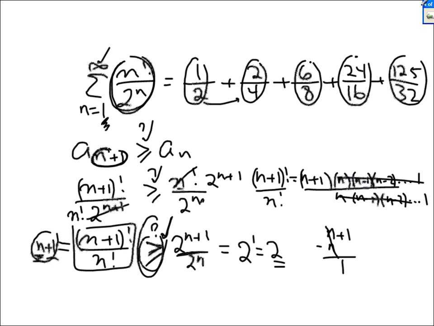I do have one little typo. It should say plus and so on up here. Now, all of these terms are a half or bigger. A half is bigger than or equal to a half. It equals. 2/4 is bigger than or equal to a half. 6/8 is bigger than a half. The next one is bigger than a half. They're all bigger than a half. That diverges.